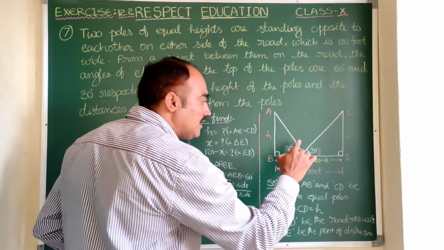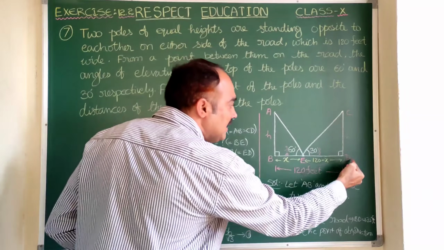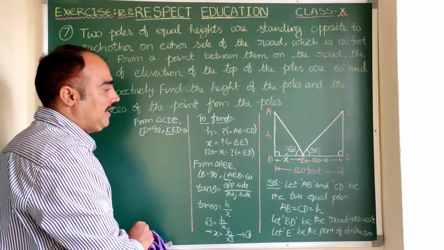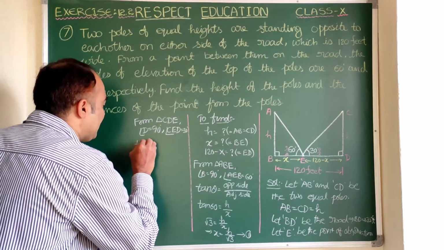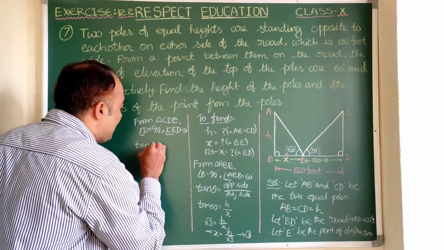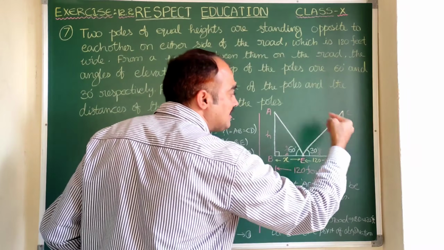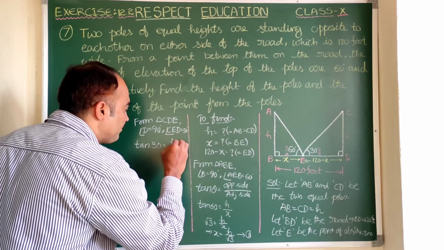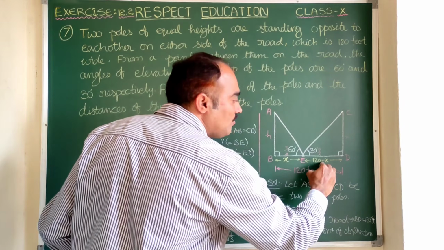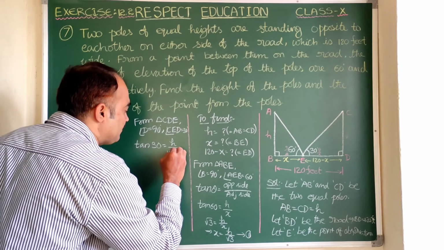Now for this 30 degrees, CD is the opposite side, whereas DE is the adjacent side. So here we can apply tan theta again. Theta means here 30 degrees. So tan 30 degrees is equal to the opposite side to 30 degrees, that is CD, which is H, by the adjacent side to 30 degrees, that is ED. ED means 120 minus X.